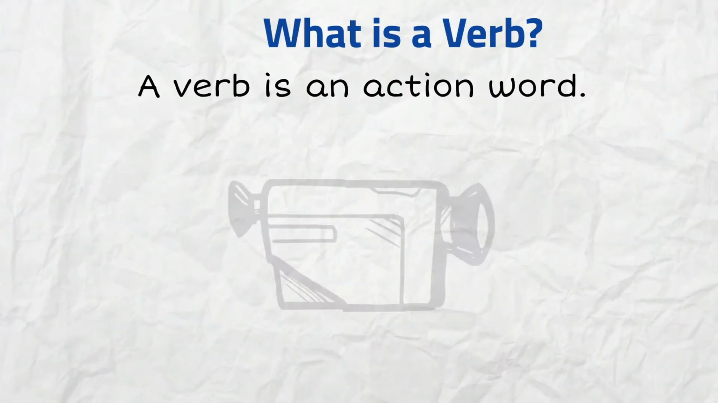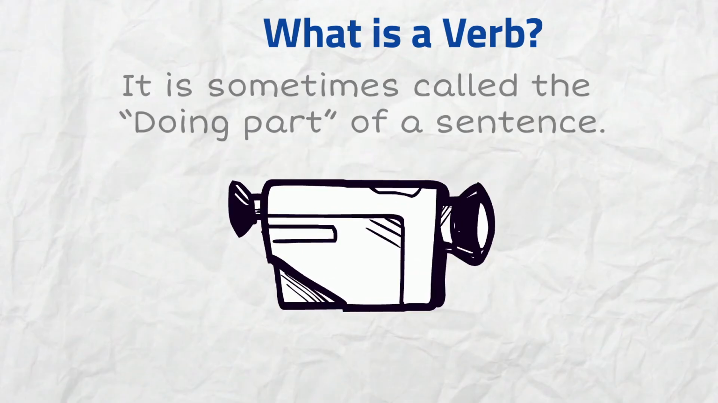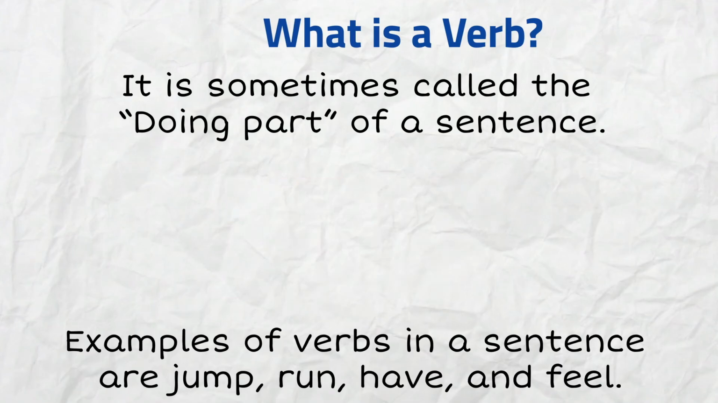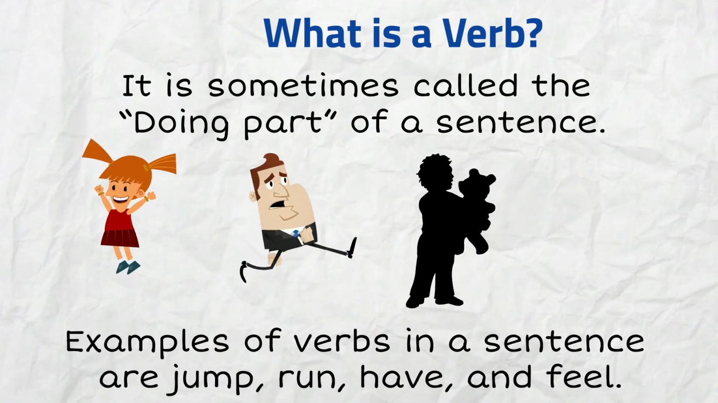A verb is an action word. It is sometimes called the doing part of a sentence. Examples of verbs in a sentence are jump, run, have, and feel.